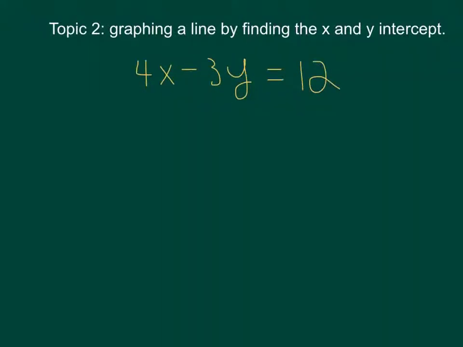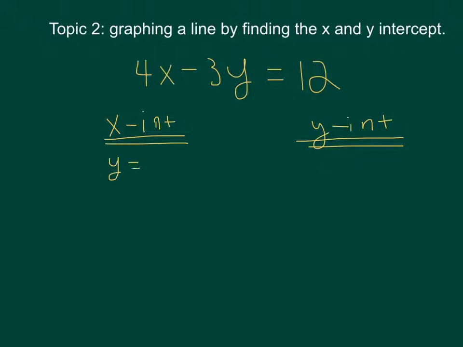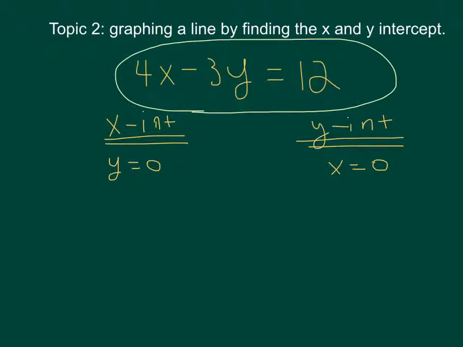So first I'm going to organize my notes and say x-intercept I'm going to solve over here. My y-intercept I'm going to solve over here. Okay, and I'm going to write myself a little note: x-intercept is when y equals 0. My y-intercept is when x equals 0. And all I'm doing is I'm going to plug. So for the x-intercept, I'm going to plug in 0 for y into the equation and solve for x.